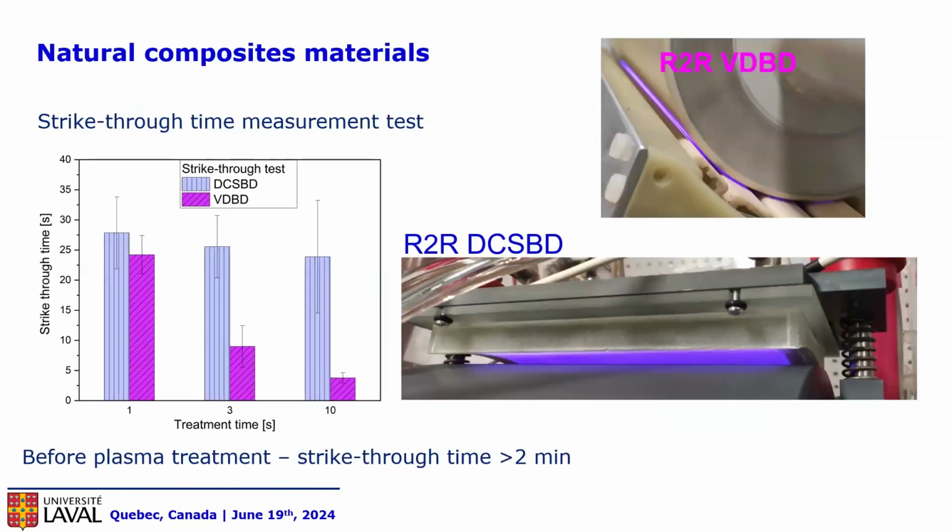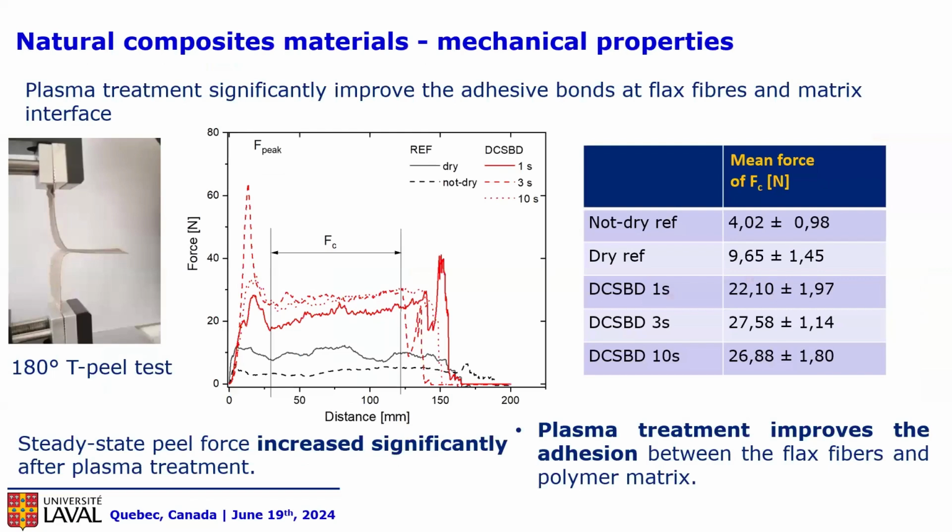Also, we compared the treatment with a corona system in roll-to-roll arrangement, the same as I showed you in the case of the polymer films, and our roll-to-roll coplanar discharge. And we measured strike-through time, similarly as on polypropylene nonwovens. Again, you can see the effect of plasma treatment. Before plasma treatment, for flax fibers or textile, the strike-through time was longer than 2 minutes. What is important for composites?